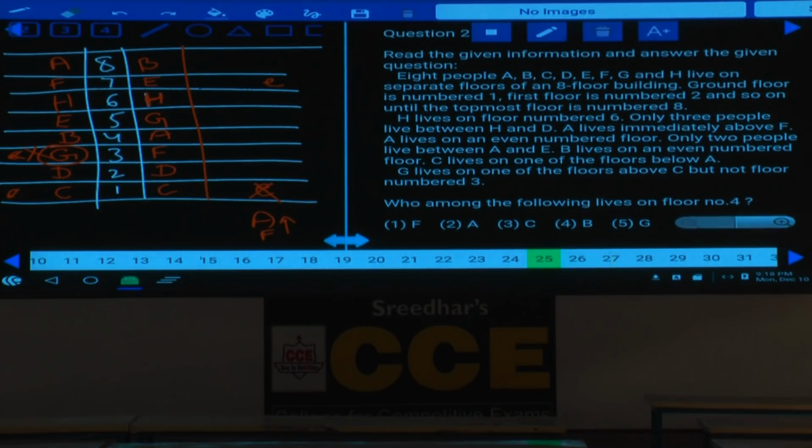Then question number 25, who among the following lives on floor number 4? Floor number 4, who is that person? A lives on floor number 4, that is choice 2.